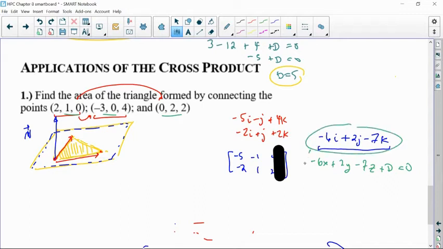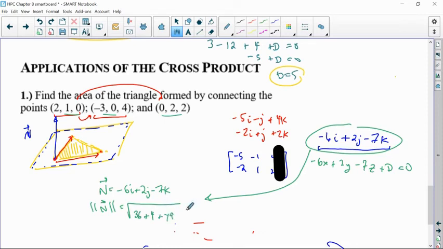Remember, a magnitude of a vector is its length. So if that's my normal vector, which is negative 6i plus 2j minus 7k, if I find the magnitude of that normal vector, remember magnitude is like that double absolute value sign, so it's the square root of negative 6 squared is 36, plus 2 squared is 4, plus 7 squared, which is 49, so it's the square root of 89. So that's the magnitude of this particular normal vector. It's its length. Now here's that fun application.